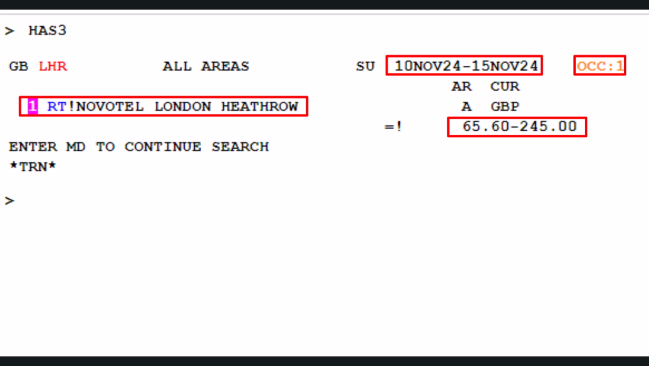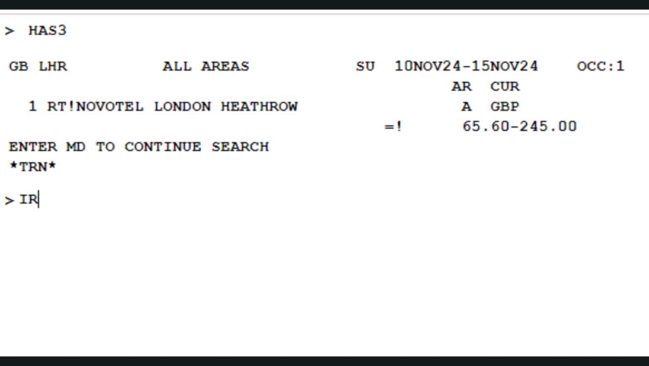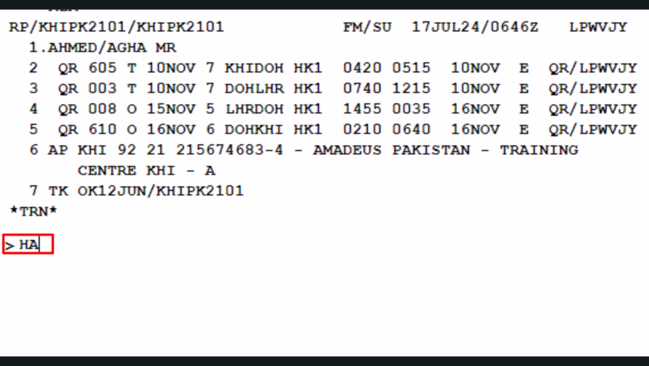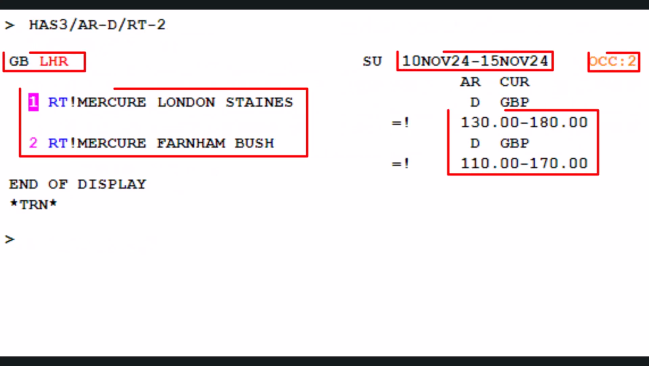their rates. To check hotel availability from the PNR with options, use the HAE transaction, followed by the letter S to identify segment, then number 3 for flight segment number 3 that arrived in London. A slash AAR to specify the area, add a dash, and then the letter D to indicate downtown, use another slash. Then RT for the room type, add a hyphen, specify 2 for double occupancy, and finally press enter. Here are the hotel rates and availability based on the specified criteria.